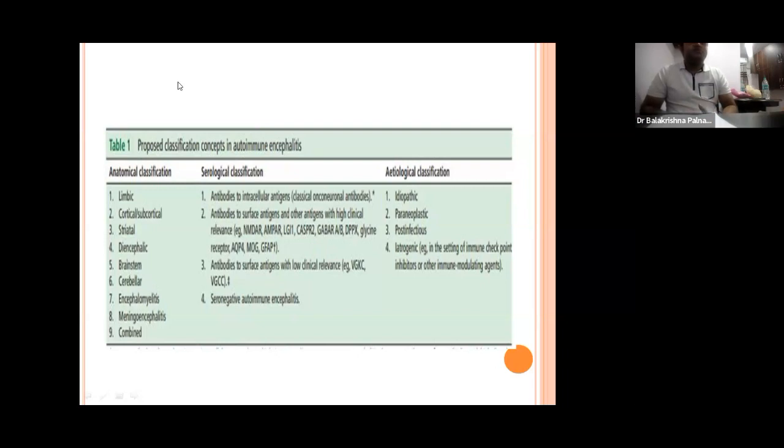So what is the proposed classification? It's simple. Coming to the anatomical classification, you can see 9 types are there: limbic, cortical, striatal, diencephalic, brainstem, cerebellar. For the serological classification, usually we'll do common antibody testing such as voltage gated potassium channel, VGKC, or it could be NMDA, excitatory neurotransmitter, or GABA receptor antibodies, or it can be MOG or aquaporin. These antibodies you can send from the CSF analysis.